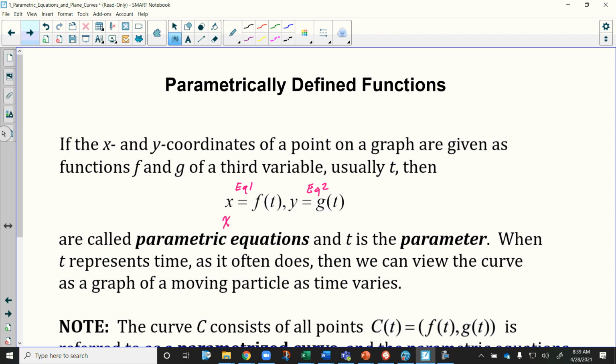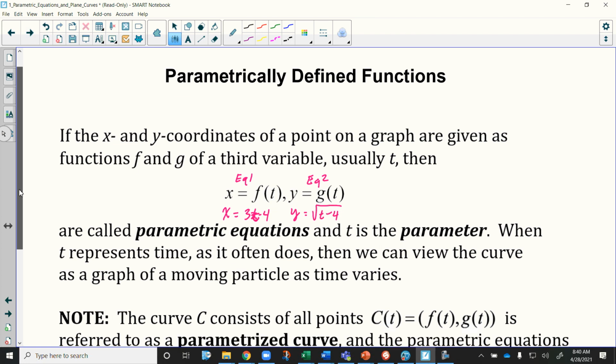So you might see something like x is equal to, I don't know, let's say a line, 3t minus 4, because we're doing it in terms of time. And you might have something that says y is equal to, I don't know, a square root, t minus 4, or something like that. It's just going to be two separate equations where x is equal to something in terms of t, and y is equal to something, again, in terms of t.